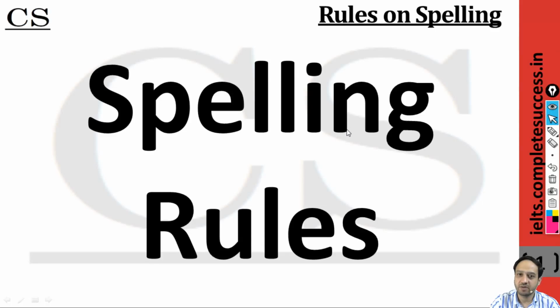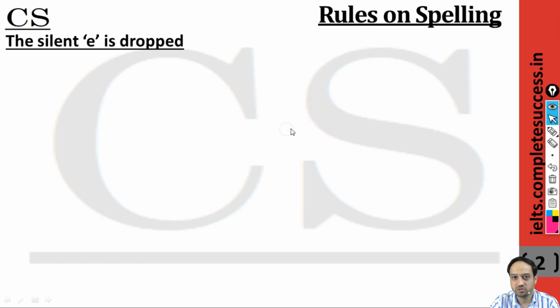So this is the second part of spelling rules. In this section, we will see words which end in E. When we add suffixes to words which end in E, sometimes we drop the last letter E, and sometimes we retain it. So we'll check those rules.